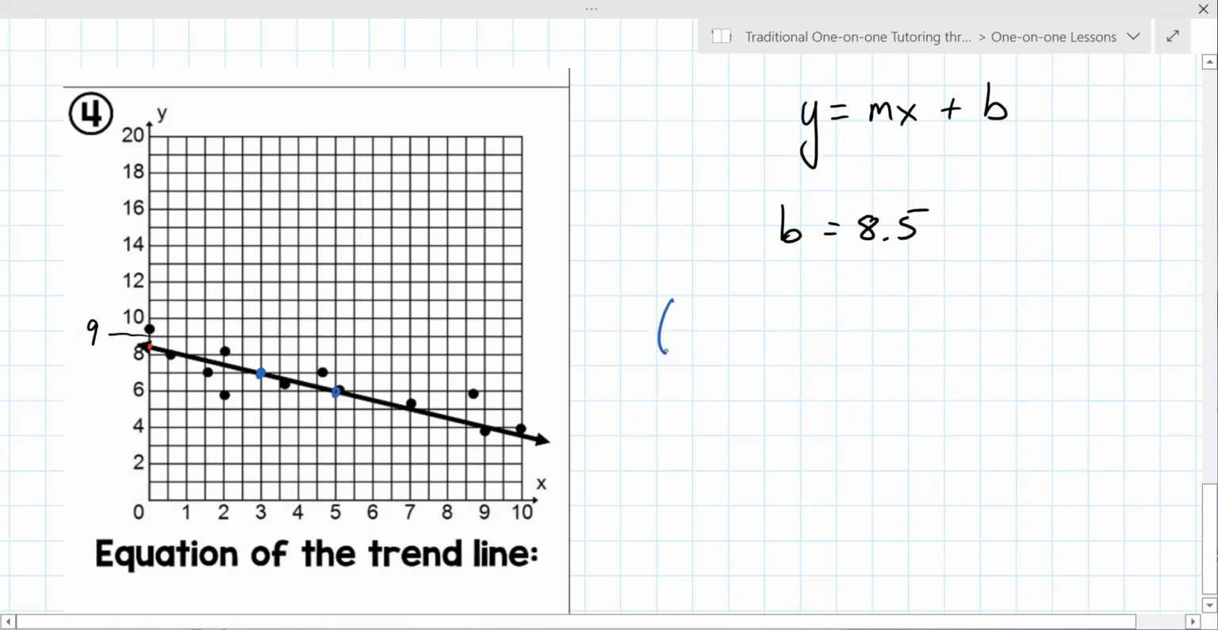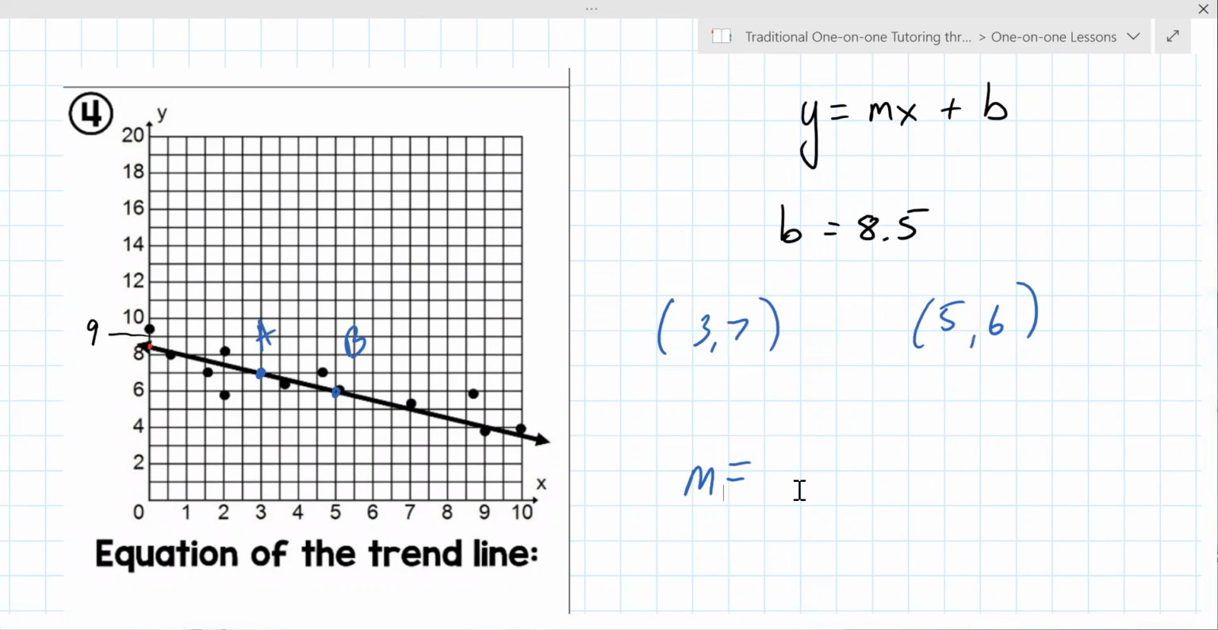All right. So A is 3, 7. Good. And B is 5, 6. Good. I want you to calculate the slope for me, please. All right. So it's 6 minus 7 over 5 minus 3. Okay, what's the final answer for that?